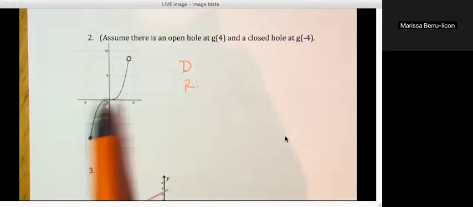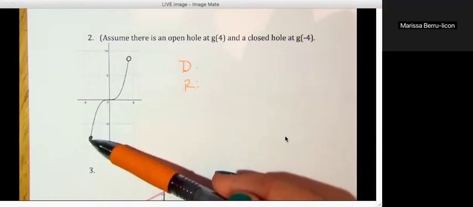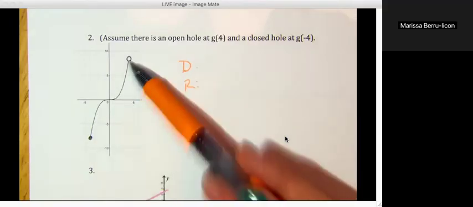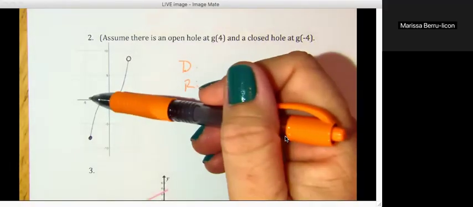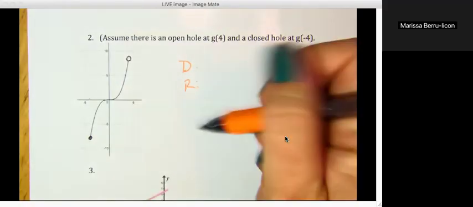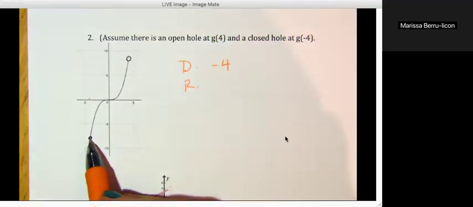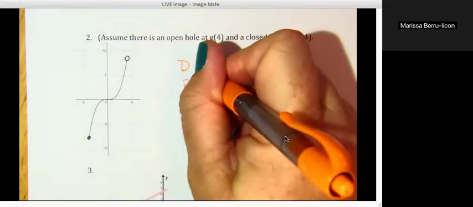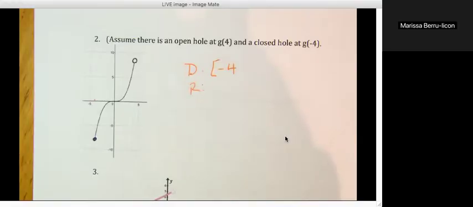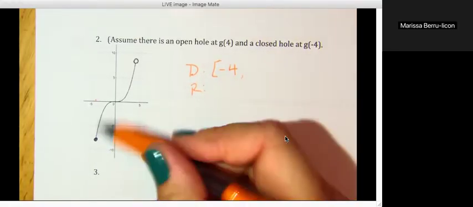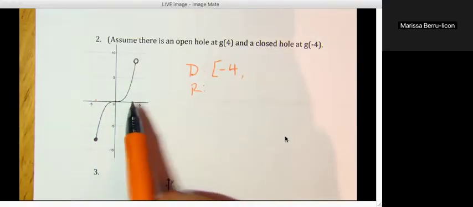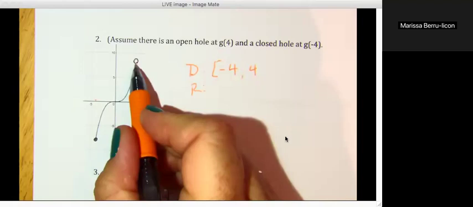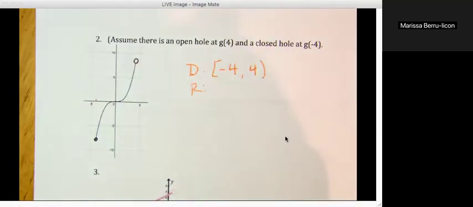Thinking least to greatest, this function does not go on forever. It stops here and stops here. So my very, very first x value being used is -4. And it is a closed dot here, so it does in fact equal -4. So I'll go ahead and use a bracket there. And then my x values continue without interruption. There's no holes, there's no asymptotes, no gaps, all the way until we get to +4, but it's an open dot there, so I will use a parenthesis.